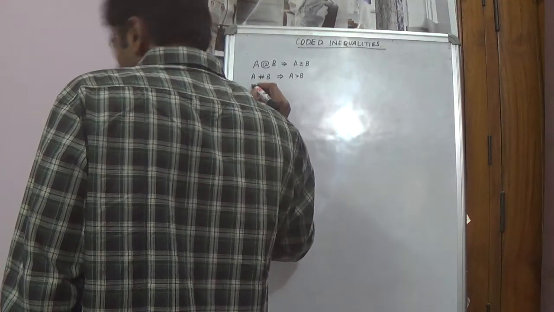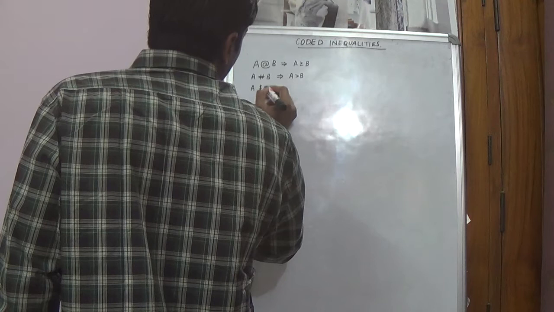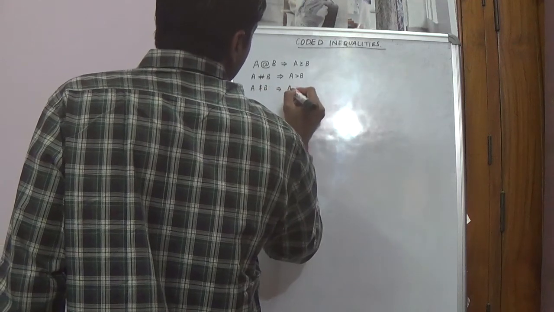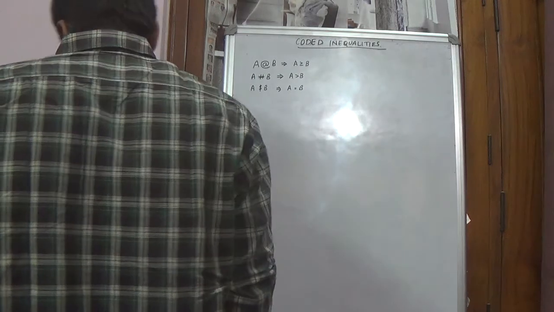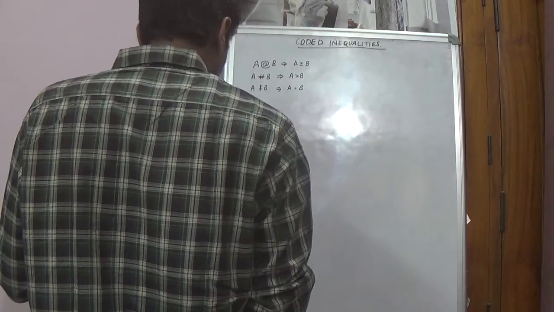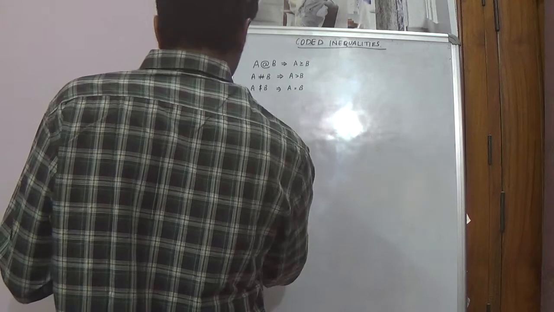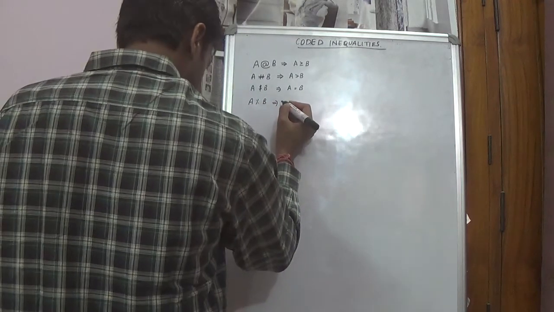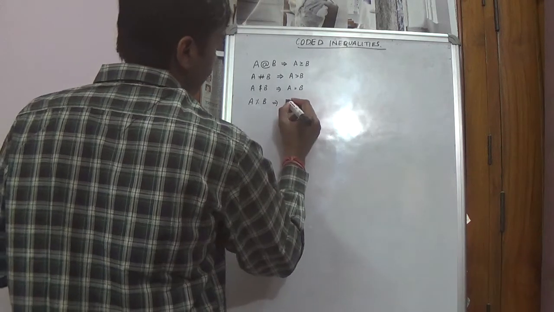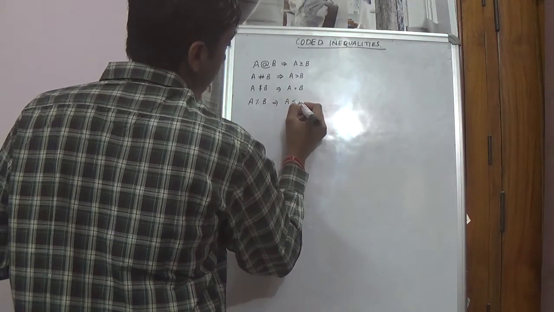Third is A $ B. It means A is neither greater nor smaller than B, which means A is equal to B. A percentage B implies A is not greater than B. So A could be less than or equal to B.